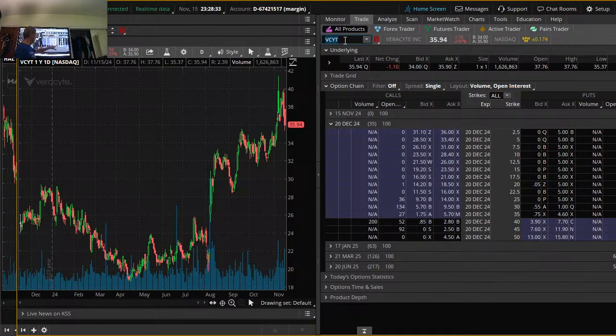35.90. Looking at the 35s, going for $1.75. Well, that's nice. Actually, it really is $1.75. That's more than 4 or 5% for the month. But if you're wrong, you have one strike out of the money.